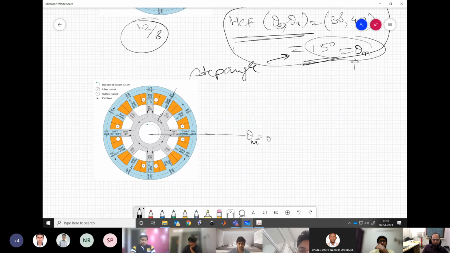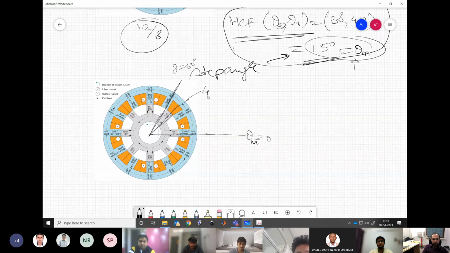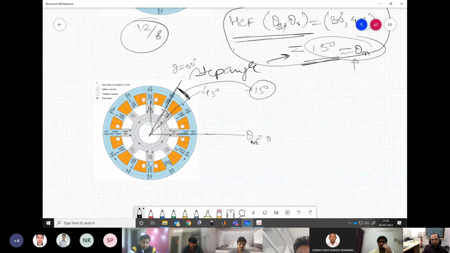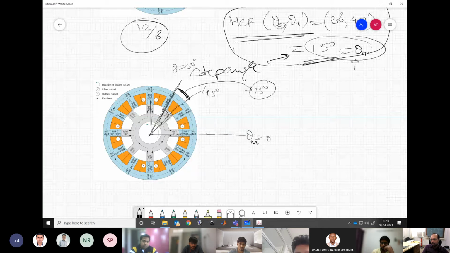Okay, now what is this stator angle? 60°, right? Here it is 30, here it is 60. And what is this rotor angle? 45°. So this is 90 here. So what is the difference between the two? 15 degrees. So just a 15° movement and this will be aligned to this.